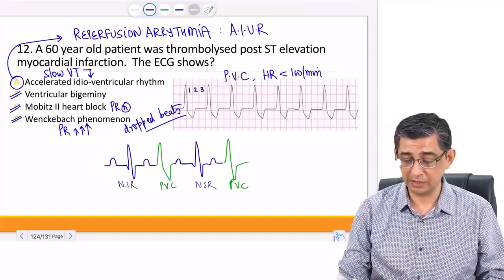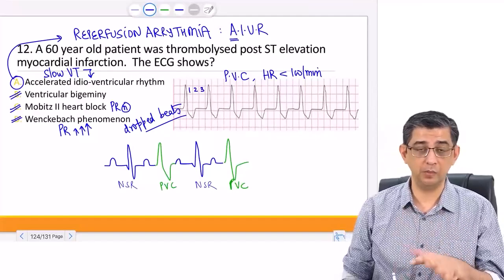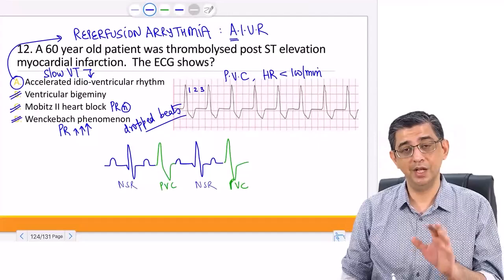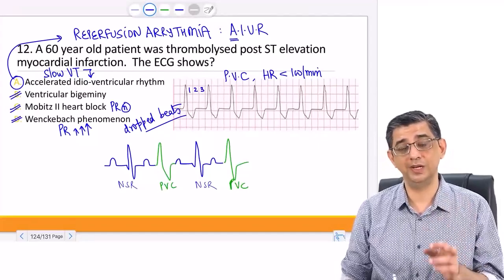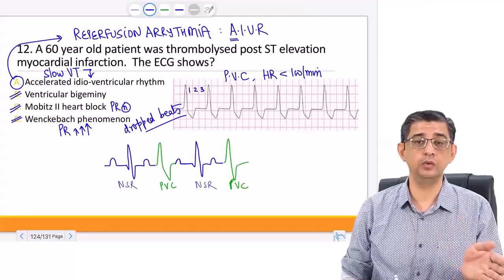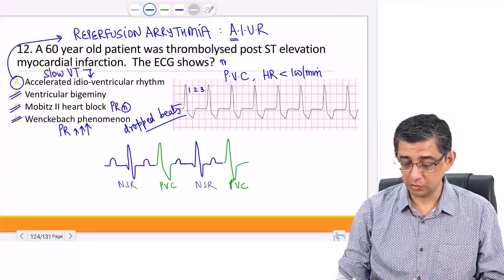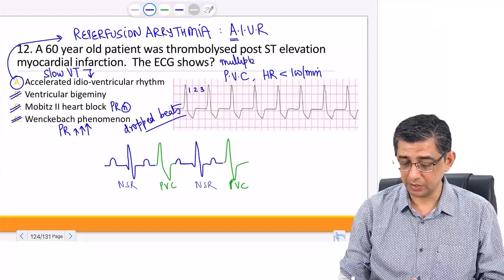The name is accelerated idioventricular tachycardia. It is called slow VT. That does not mean the heart rate is less than 60. It is just an English way of teaching you that ventricular tachycardia will obviously have a heart rate more than 100. Here we are calling it slow in a relative sense, meaning the heart rate will be less than 100. So this ECG shows multiple premature ventricular contractions.